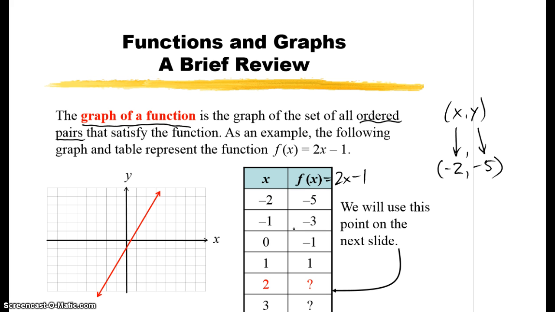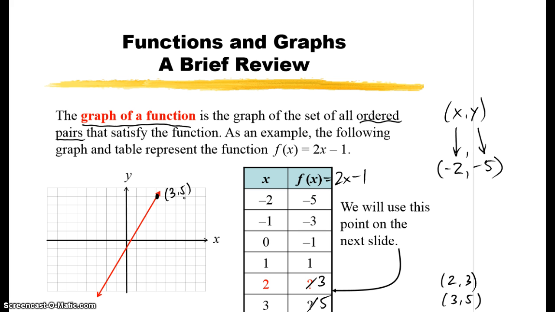Okay, I can continue this over and over. I could keep picking points for x at random, whatever numbers I want. And let's see, what happens when we plug in 2? We're going to use this number on the next slide. When we plug in 2, we get 2 times 2, which is 4, minus 1, so we get 3. So the point 2 comma 3 is on the graph of the function. When we plug in 3, we get 2 times 3, which is 6, minus 1 is 5. So once again, we can conclude 3 comma 5 is on the graph of the function. And here is 3 comma 5.